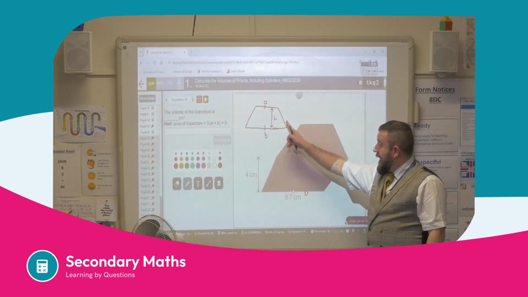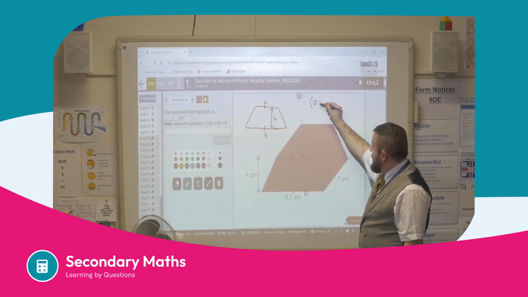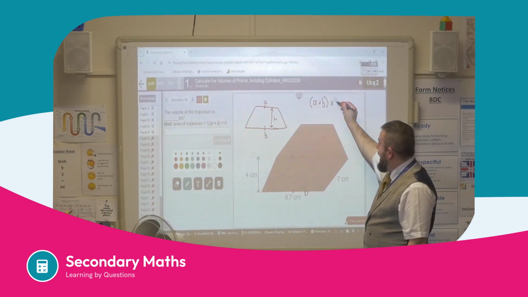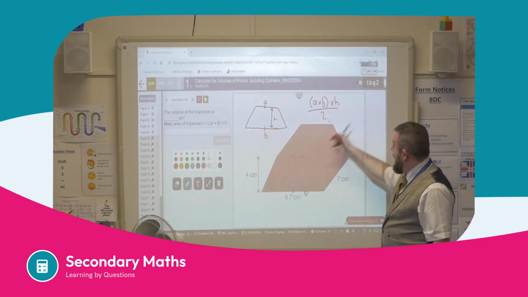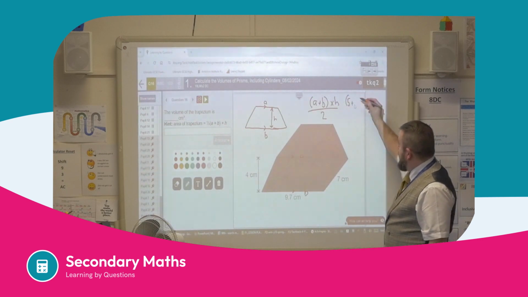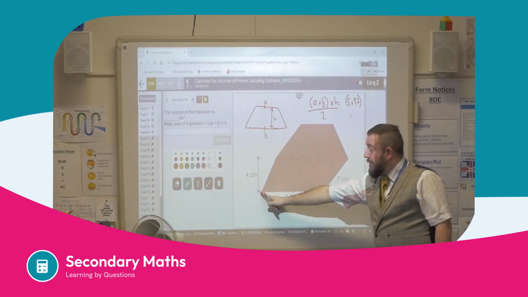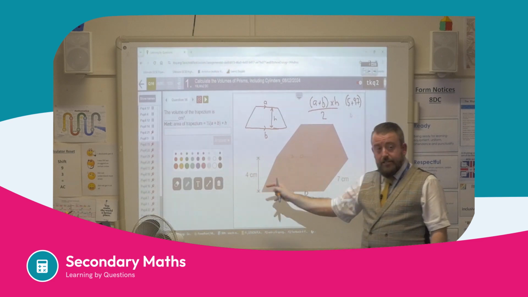So what we do, we find the sum of the parallel sides. So A plus B times by the height divided by 2. So now all I need to do is substitute. A is 5. Add B, which is the other parallel side, going off side here, but times by the perpendicular height. The perpendicular height is 4 centimetres.